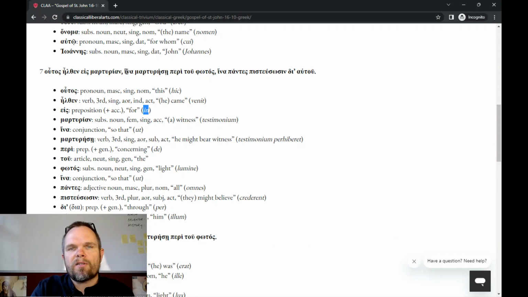Hina, conjunction, so that. This man came for a witness so that marturese. Marturese is a verb. You can see all the characteristics listed here. It's third person singular. This man came for a witness so that he might bear witness. Notice in the translation we have the word might. He might bear witness. This is not an indicative verb, so we're not stating a fact. What the Greek actually includes here is this idea of potential, so that he might bear witness. That's what the subjunctive mood does.